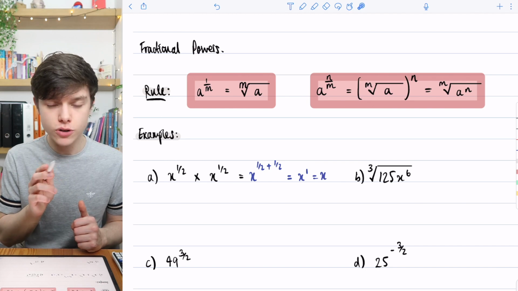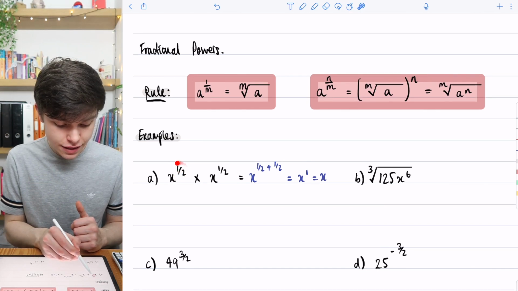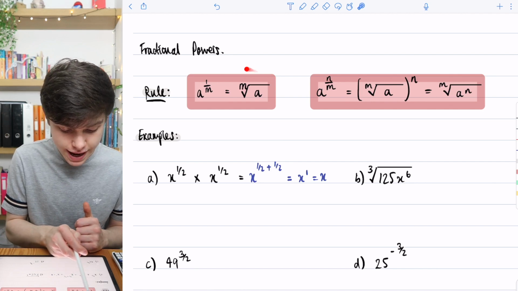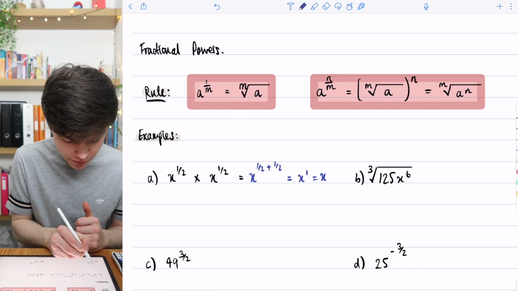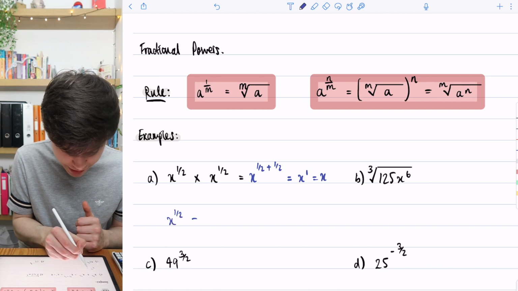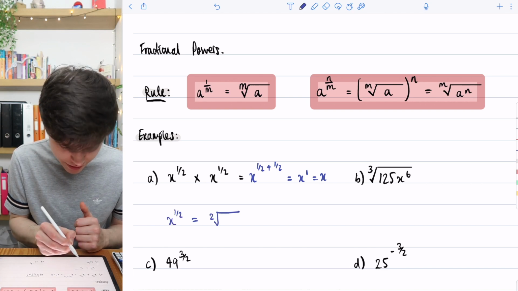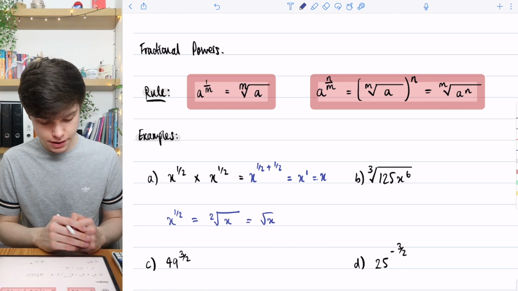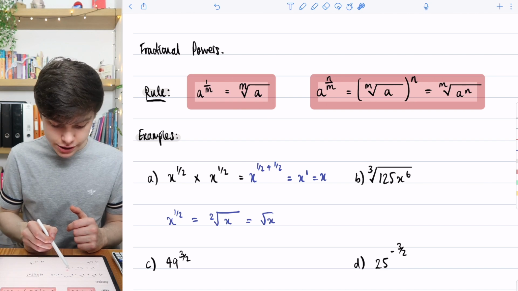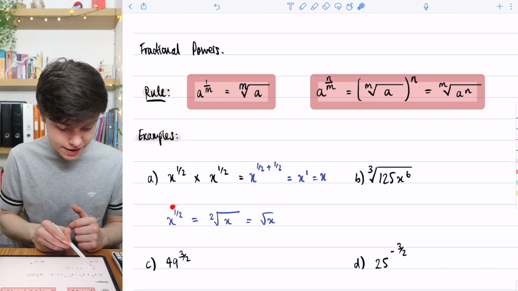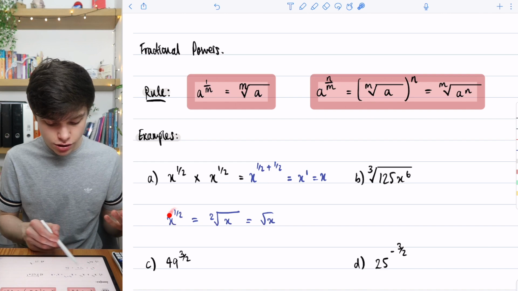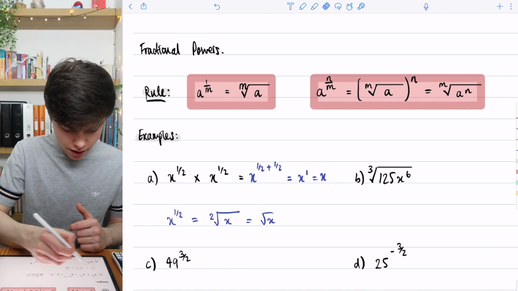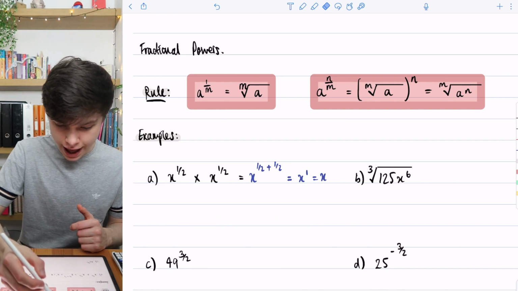Now, just one thing while we're on this example: anything to the power of a half is the same as square rooting. If you think about what this rule says, x to the half is the same as the second root of x, which is just the square root of x. So whenever you see a square root, think of it as a fraction, or whenever you see a fraction of a half, think of it as the square root. All right, let's have a look at B.